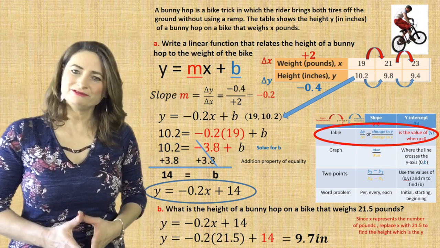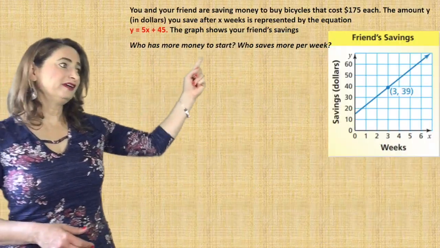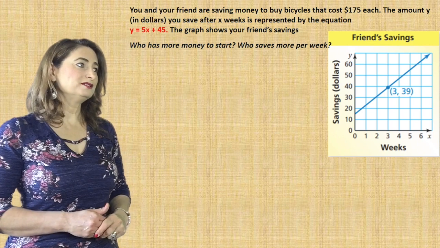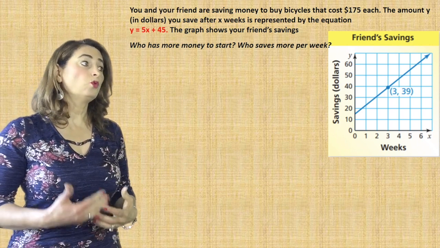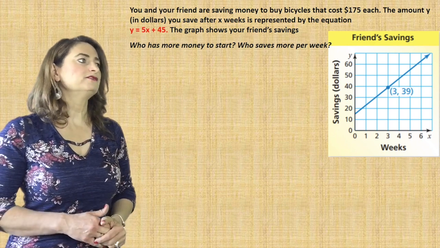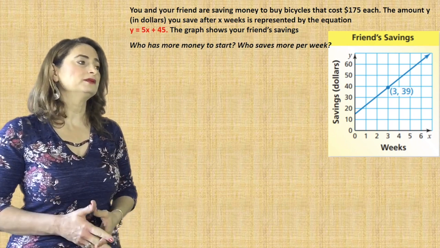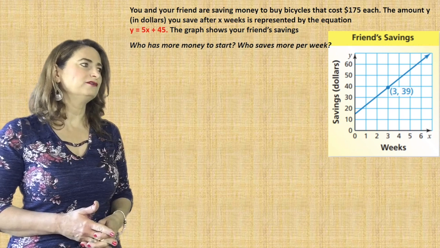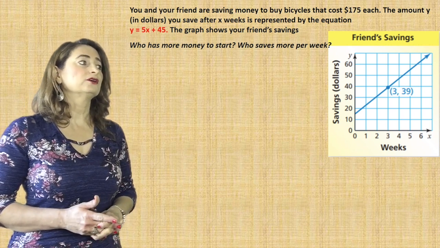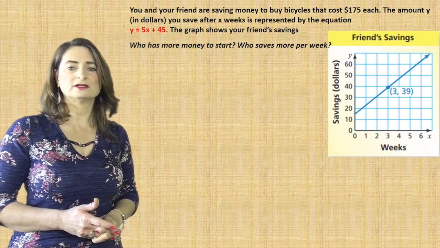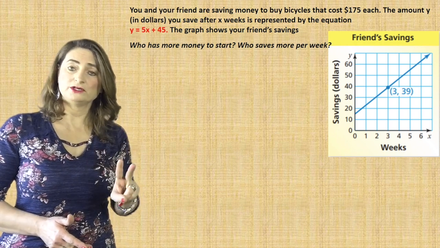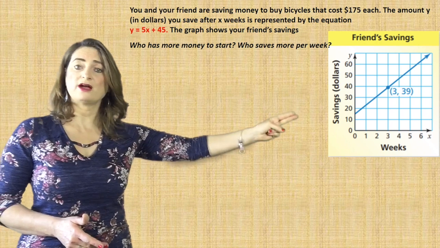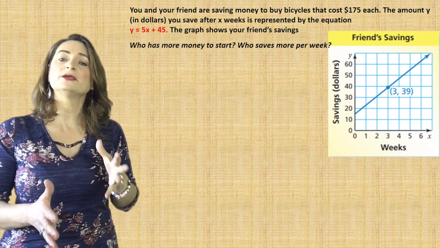Here's the last example for today. You and your friend are saving money to buy bicycles that cost $175 each. The amount y in dollars you save after x weeks is represented by the equation y equals 5x plus 45. The graph shows your friend's savings. So now you have a graph and you have an equation. The equation is you and the graph is your friend, and we're trying to compare.